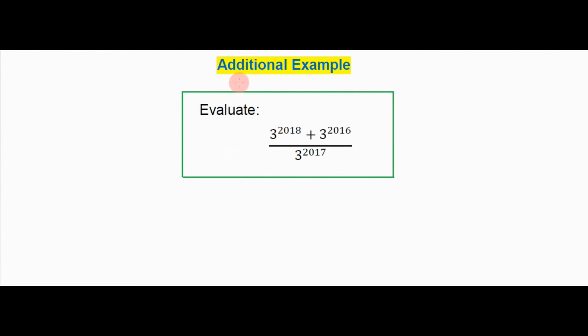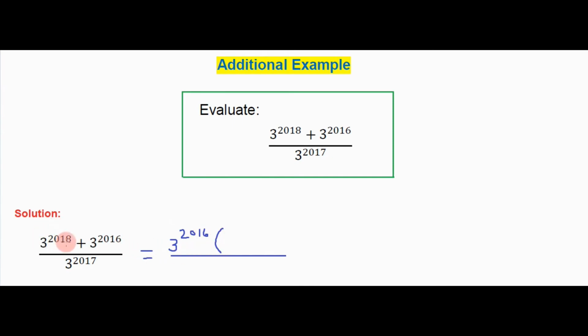Here's an important additional example on the common factor type of exponential expression. We have to evaluate this expression, and we're going to take out a common factor in the numerator. So the question now is, what is the common factor between 3 to the 2018 and 3 to the 2016? It's going to be the number with a smaller power, in this case 2016. So we take out 3 to the power of 2016.